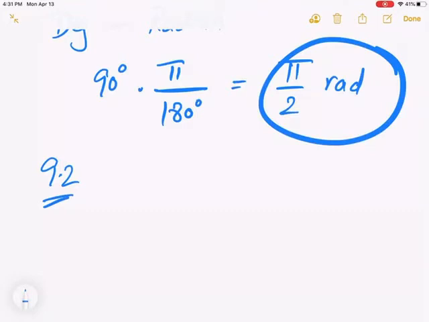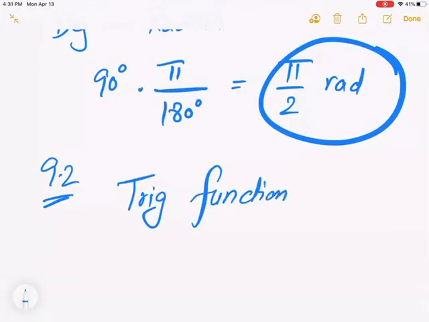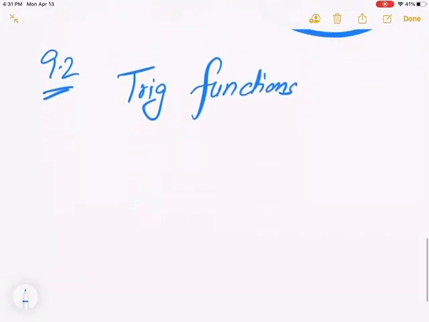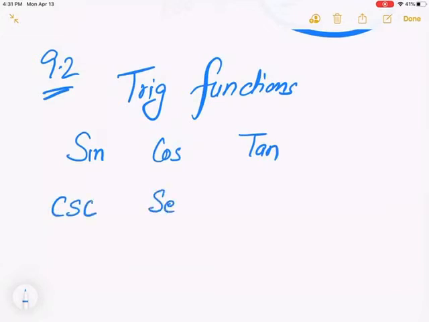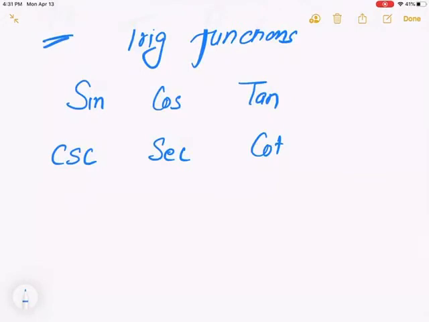All right, so 9-2. This section talks about all different types of trig functions. In total we have 6 different trig functions. I have sine, cosine, tangent. Then I have cosecant, secant, and cotangent. And every single function has a value. How do we find the value? That's what we're going to talk about.